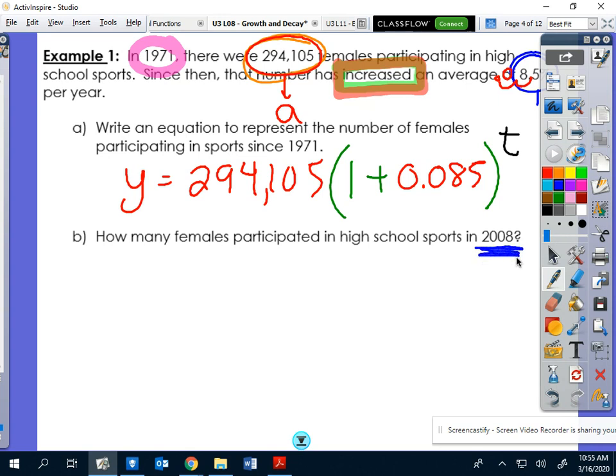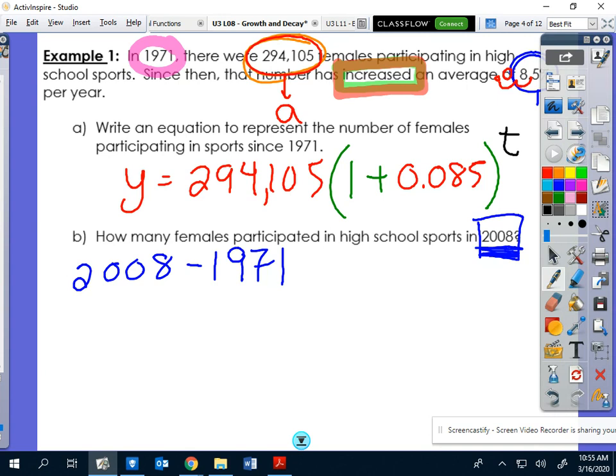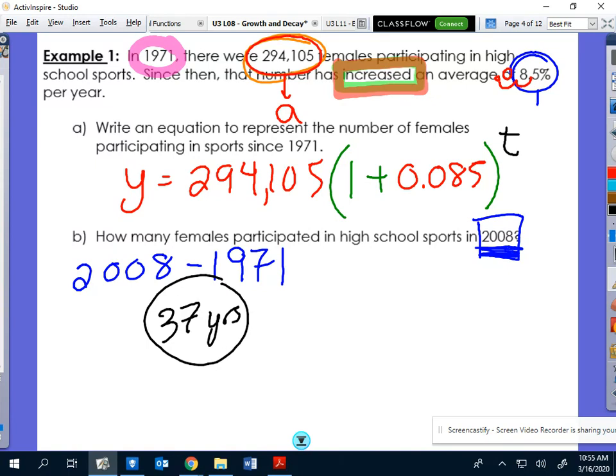And because we want to know, well, how many athletes are we predicted to have in 2008? So the first thing you want to think about is, well, you're not going to plug in 2008. You need to figure out how many years that's been. So you want to take your 2008 and subtract out the year that we started this whole thing, 1971. So when we subtract that out, we're left with, what's that going to be? That's 37 years, right? So now that we're at 37 years, we're going to take that number and plug it into our model.